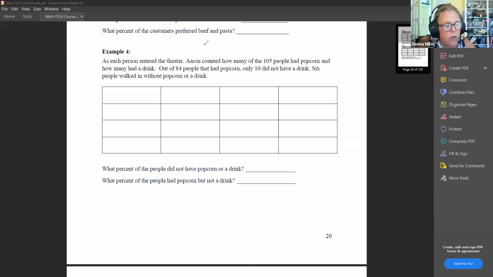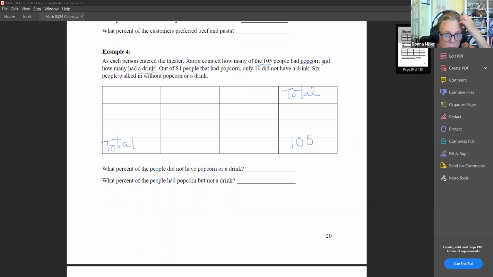Okay, we're going to do another two-way table. As each person entered the theater, Aaron counted how many of 105 people had popcorn and how many had a drink. So it looks like we got 105 total. Put my totals on there. Okay, so it looks to me like this table's too big. So we're counting popcorn and drinks.